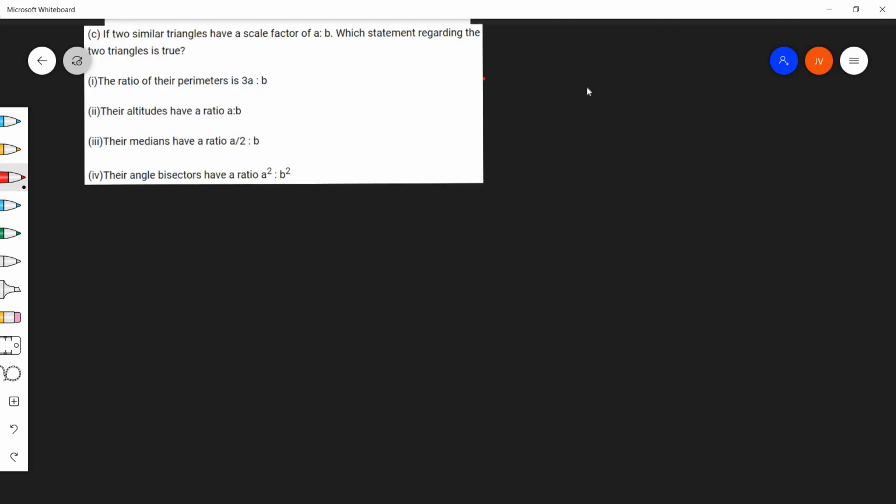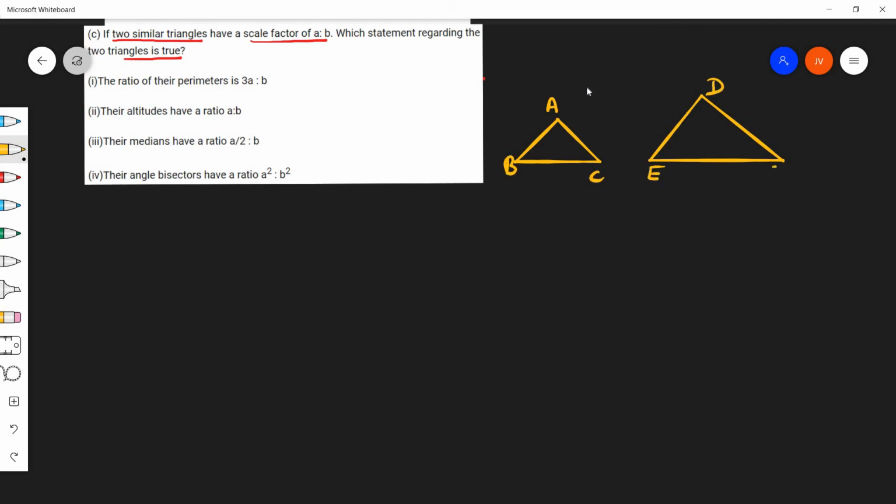Now the third question: if two similar triangles have scale factor A is to B, which statement regarding the triangles is true? What is given to us is two similar triangles. So let me draw the triangles. We have two similar triangles on the screen, triangle ABC and triangle DEF. These two triangles are similar on scale factor A is to B, means the ratio of corresponding sides is A is to B. So all the three sides are in the ratio A is to B.